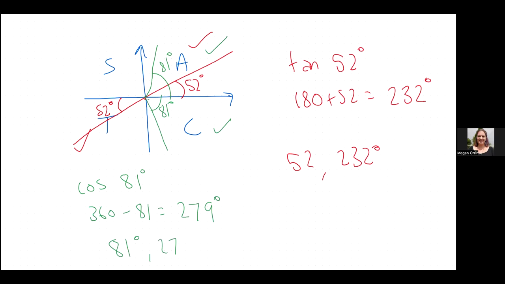All right, let's do one with radians. This time I'm going to ask for pi on 3. Okay, I want an equivalent angle for pi on 3. So first of all, you need to figure out where pi on 3 is. Oh, I need to give you more information, don't I? Sine, sorry. Sine pi on 3.